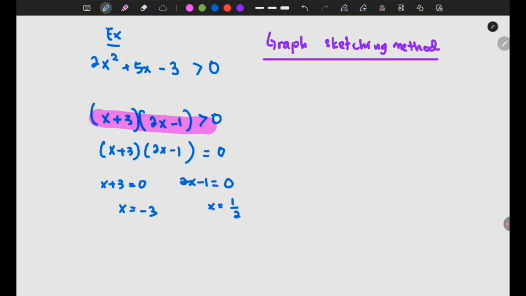But now they say more than 0. So the x value should lie somewhere in this part. Maybe it can be more than negative 3 or less than 1 over 2 or even in between. How are we going to find that? Through the graph. For this one you should know one thing for sure.